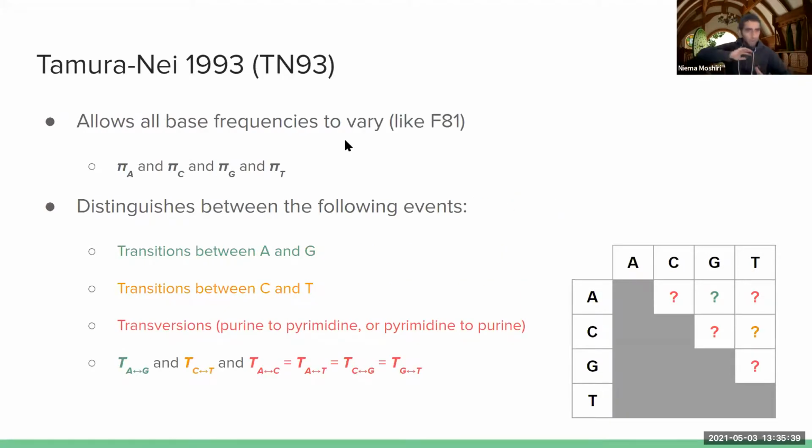Okay, and I'm almost done. I'm just throwing a bunch of models at you just because there's been a lot of incremental advances in this field. But yeah, so the Tamura-Nei 1993 model, the TN93 model, this allows the base frequencies to change. So A, C, G, and T could all have different base probabilities. And it distinguishes between these following events: between A and G, between C and T, and between any of the transversions. So this model, as far as rates go, has the green rate, the yellow rate, and this red rate.